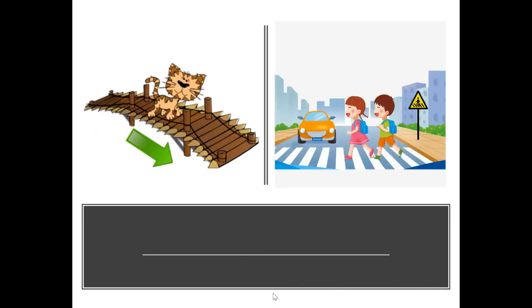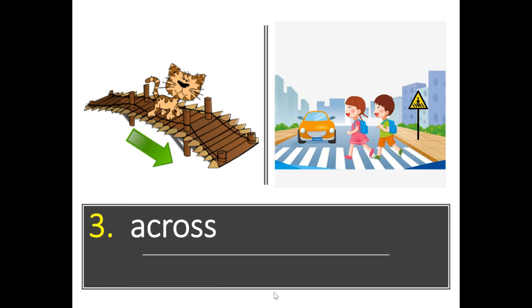What do you notice or see? I notice. So I notice that this cat is walking across a bridge. I notice that these children are walking across the street. So how are these pictures the same or similar? They both show walking across something or going across something. So let's see what the word is.